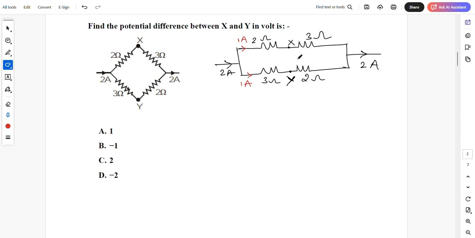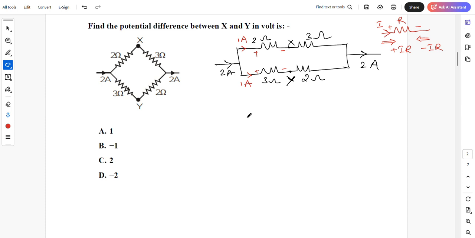Now, how to calculate the potential difference between point x and y? You can calculate like this. Whenever current is entering a resistor, this will be plus and this will be minus, right? Current is entering here, therefore it is plus and minus. If I move like this, it will be plus IR. If I move like this, it will be minus IR. Correct?